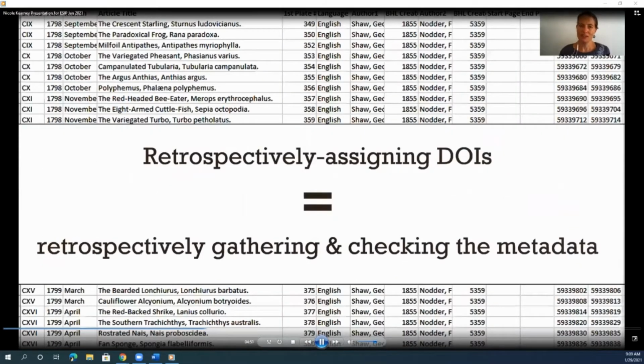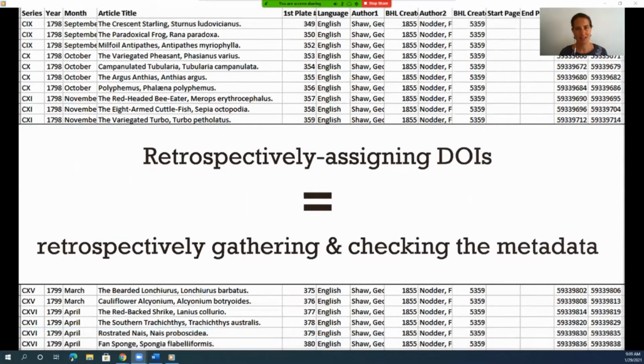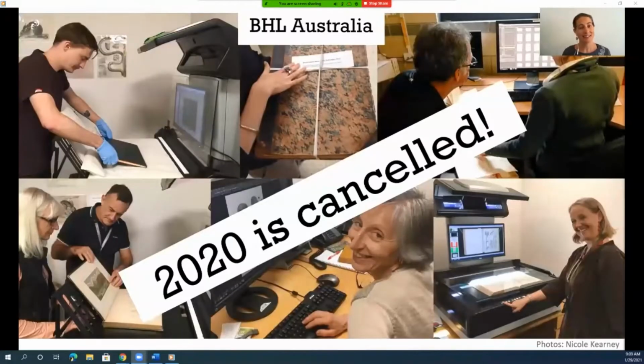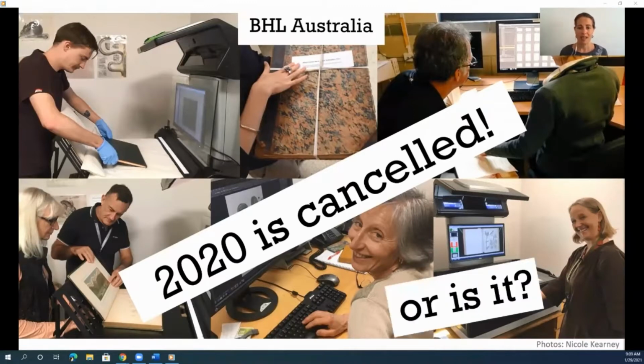Because retrospectively assigning digital object identifiers means retrospectively gathering and checking a huge amount of metadata, and I didn't have any resources to do this. Luckily, 2020 was cancelled. In March, our entire scanning operation in Australia was shut down, and with no access to our books or our scanner, we had to come up with work we could do virtually from home. And this gave us a really unique opportunity to improve the discoverability of our existing content online.